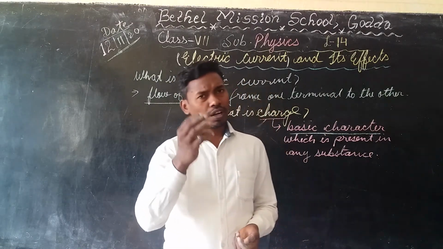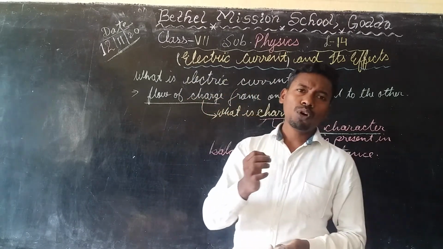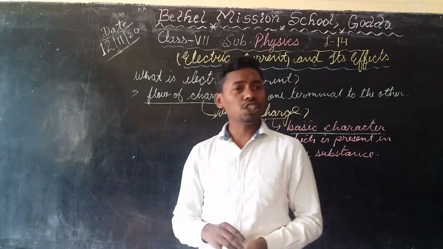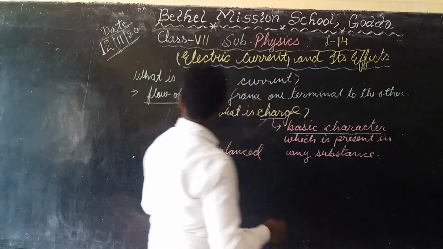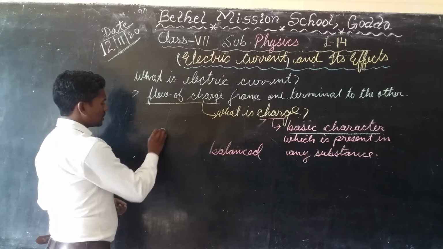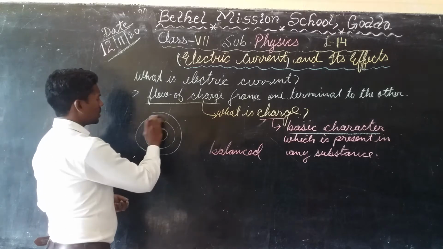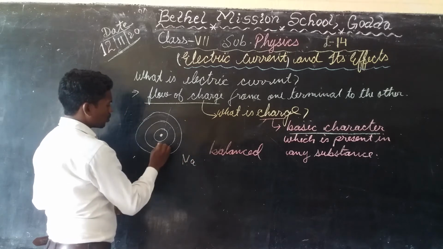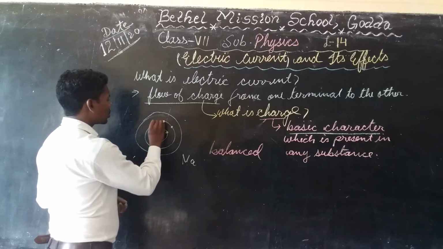So let's go to the thing which makes the whole substance. That means the smallest particle of a substance, that is called an atom. I will be drawing an atomic structure. Let us take that this is an atom of sodium. It will have 2 electrons in the first orbit and 8 electrons in the second.